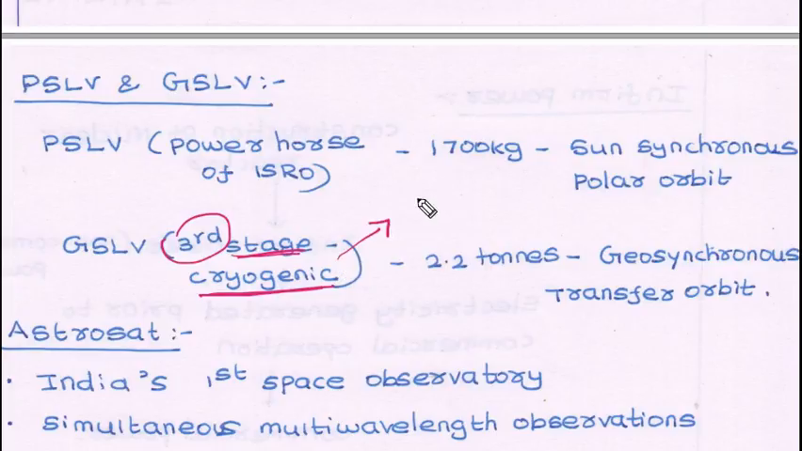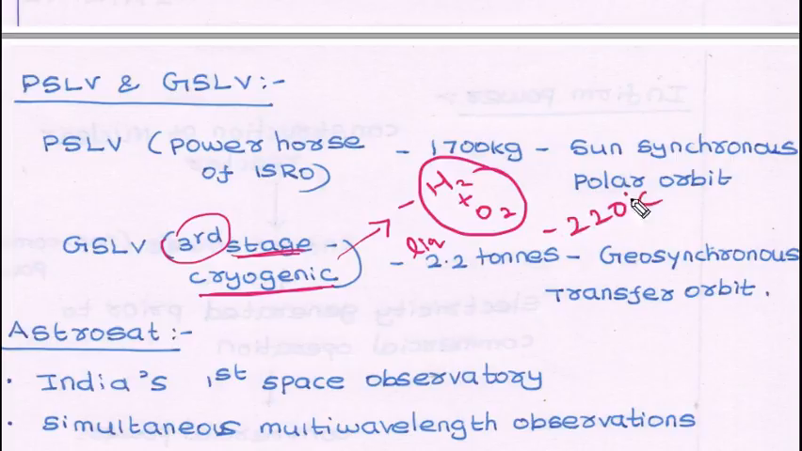Cryogenic stage means the hydrogen and oxygen are made into liquid hydrogen and liquid oxygen at a temperature of minus 220 degrees Celsius. Hydrogen and oxygen become liquid. The purpose is to reduce the space occupied by the fuels. At the same time, efficiency will be maintained.